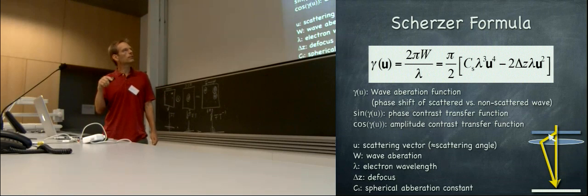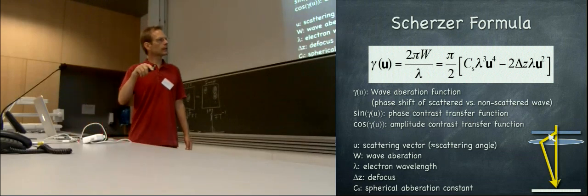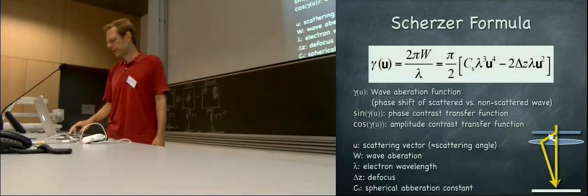The Scherzer formula has two major terms. One is this one, which shows the dependency on the resolution to the power of 4. And the other one is this one, which is the resolution to the power of 2. And this latter one is proportional to the amount of defocus that you apply, how much you defocus. And the first one is proportional to a constant. And this is the spherical aberration constant of your objective lens. It's the error that this lens makes. And this is Scherzer's formula that describes how the scattered electrons are phase shifted when they reach the image.